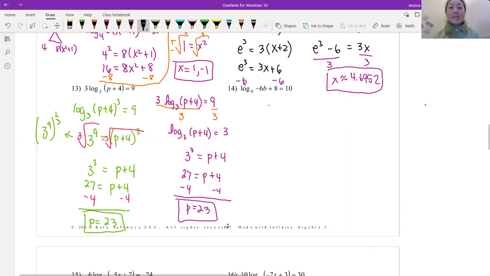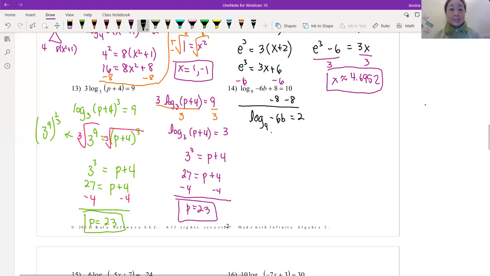All right, so let's look at the next one right here. So this plus 8 is not with the argument, if you notice, because they're not together. They don't have parentheses, so we do have to subtract this out. So please be aware, keep your eyes open. All right, so this is going to be log base 9 of negative 6b is equal to 2.